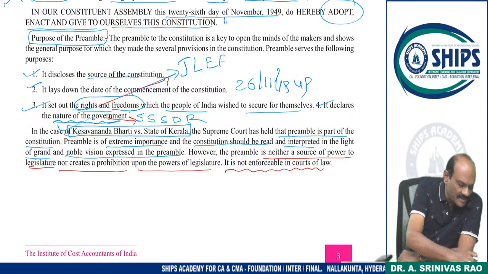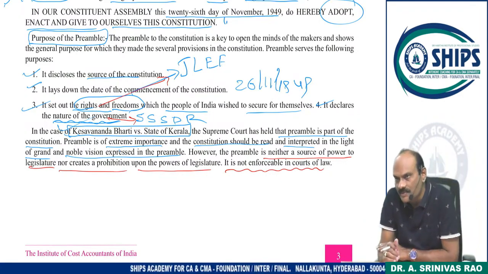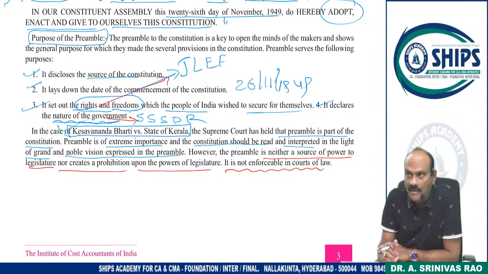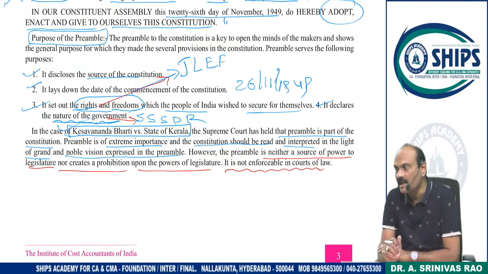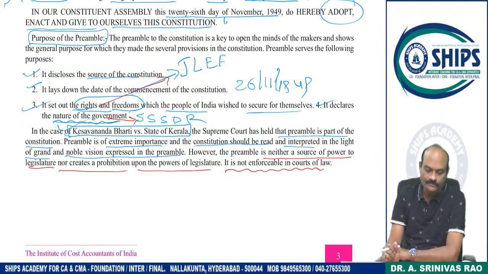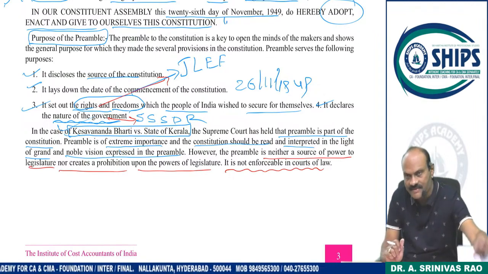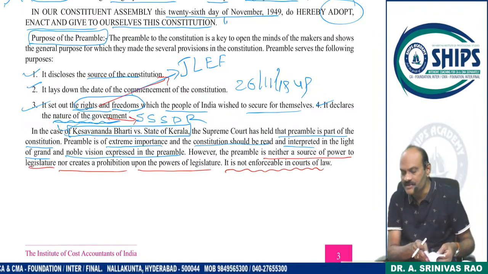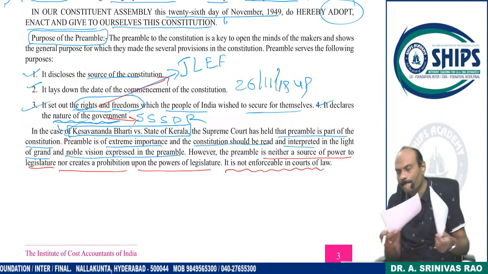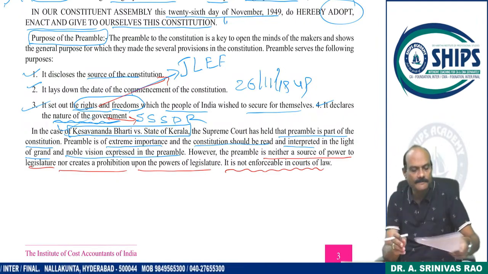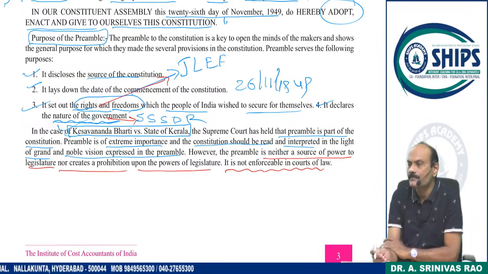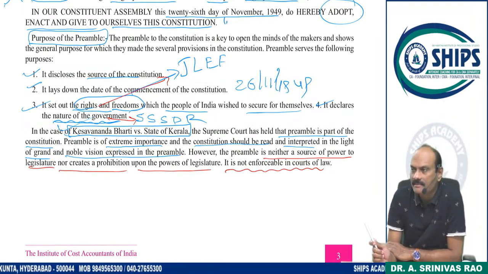This is about, I already told you one sentence guys, whenever there is a dispute between the preamble and an article, always the articles will prevail. Remember, make a note somewhere, note: whenever there is a dispute between preamble and article, articles will prevail. Articles will prevail means articles will be valid.